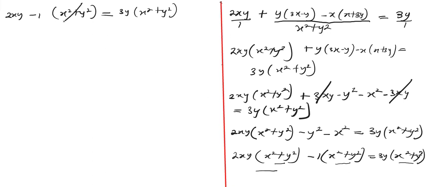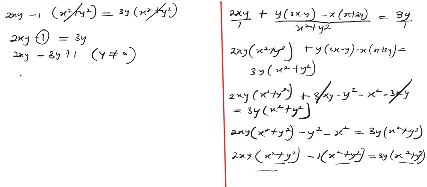x squared plus y squared can cancel x squared plus y squared, so we are going to be left with 2xy minus 1 equals 3y. Okay, and 2xy equals, this negative 1 can come over to this side, 3y plus 1. So here we have 2xy equals 3y plus 1. Providing y is not equal to 0, we can have x equals (3y plus 1) divided by 2y, dividing both sides by 2y.